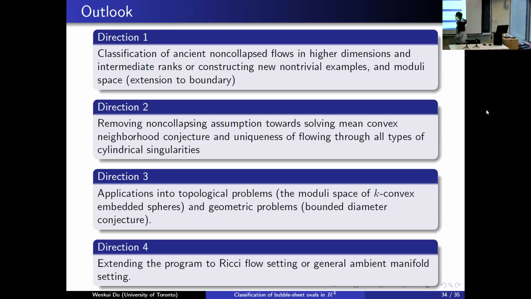Another question is a topological problem. If we have the classification, like in R4, could we use it to prove, if our flow meets some bubble-sheet singularity, multiplicity one bubble-sheet singularity, that the diameter is uniformly bounded up to the first singular time?